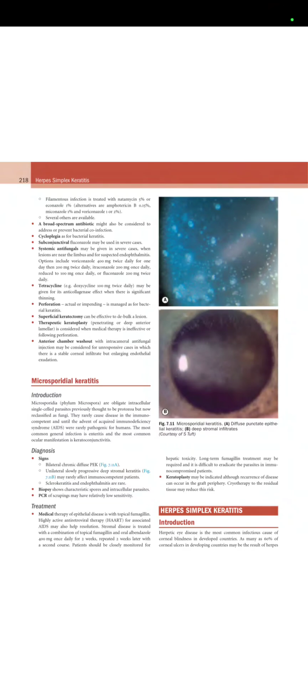We are going to start herpes simplex keratitis, and it is the cornea part 7. So, in viral keratitis, two are very important in the corneal diseases, that is herpes simplex keratitis and herpes zoster keratitis. So, let's get started.